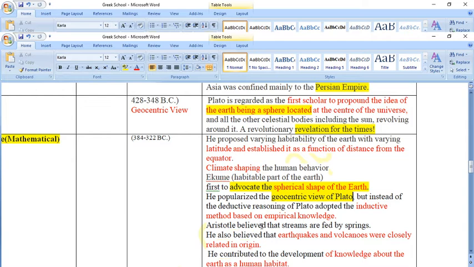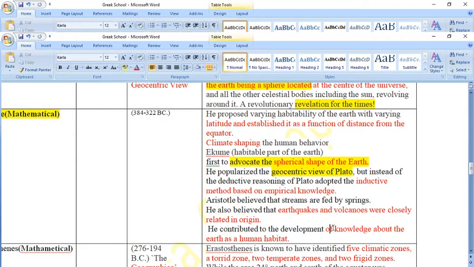Okay, and he also had knowledge of Earth's habitation, all these things. Aristotle also believed that Greece is located in the center of the Earth and the central meridian goes through Greece, and Greece is the perfect location in the world. He also believed that earthquakes and volcanoes were closely related. This was remarkable thinking of Aristotle.